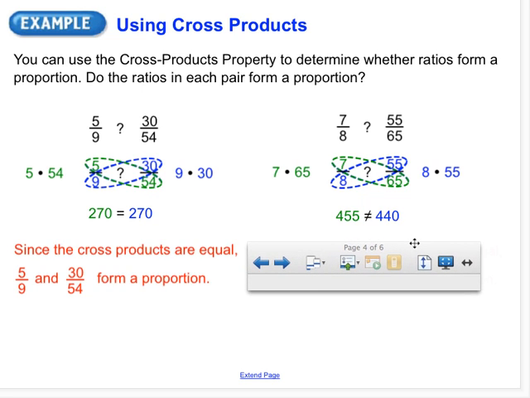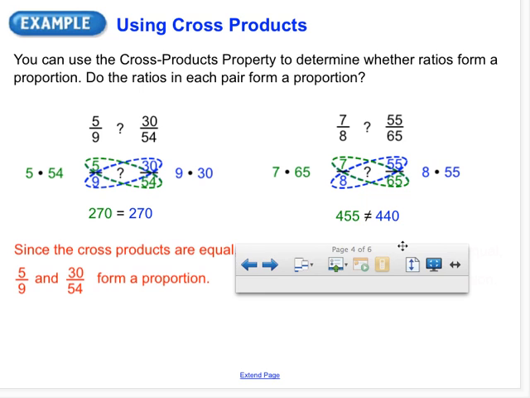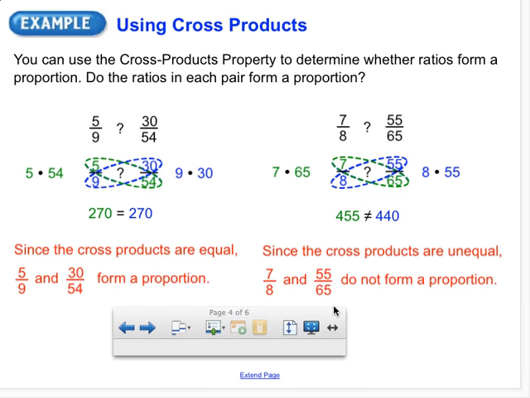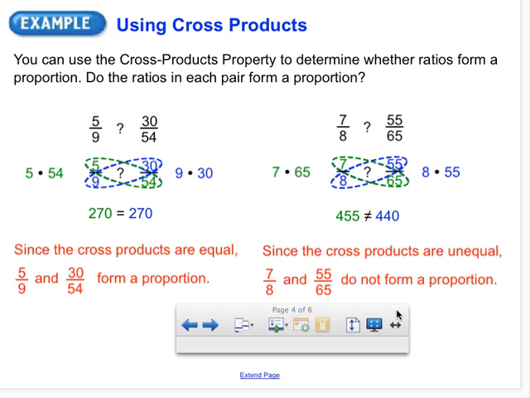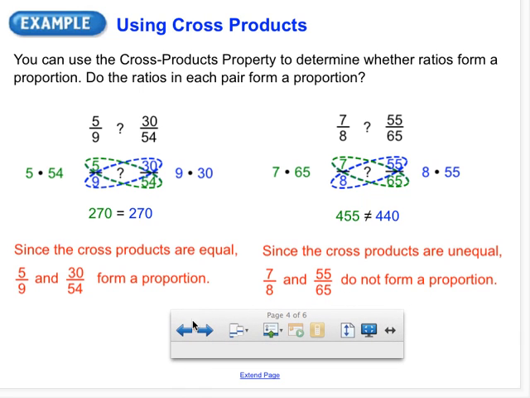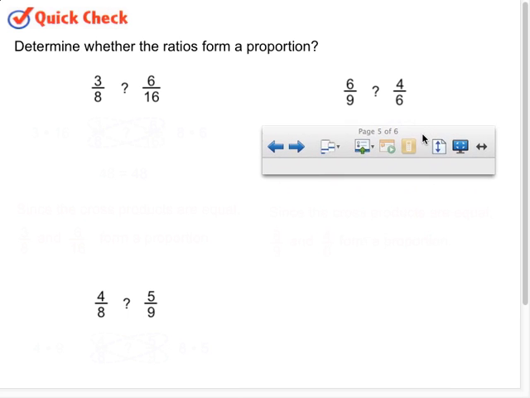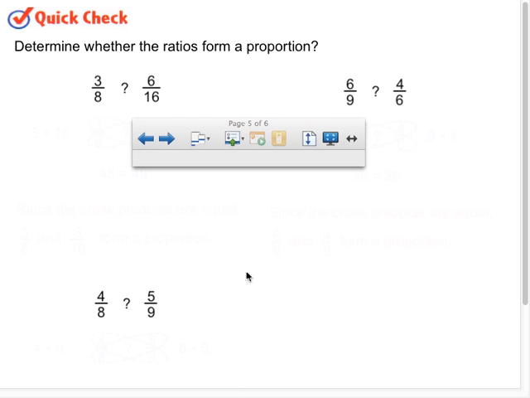Do they form a proportion? No, and why not? Because they're not equal. Because their cross products are unequal. The two ratios do not form a proportion. Pretty easy? Okay, let's move along. I got three more for you to do. These are a little bit easier, smaller numbers. Work them out. Great, I see a lot of hands. You are anxious to answer, but I want you to write these out.